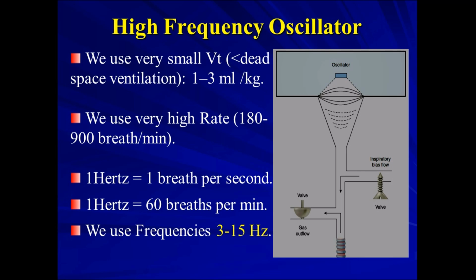So in high frequency oscillation, we use a very small tidal volume, less than dead space ventilation, around 1 to 3 ml per kg. We use a very high rate, 180 to 900 breaths per minute. Just remember that 1 Hertz is 1 breath per second, so 1 Hertz is equal to 60 breaths per minute. We use a frequency around 3 to 15 hertz. 3 hertz means 3 multiplied by 60, so it's 180 breaths per minute, and 15 will be 15 multiplied by 60, so around 900 breaths per minute. Just compare that with conventional mechanical ventilation. The maximum rate on ARDS patients is 35 breaths per minute.